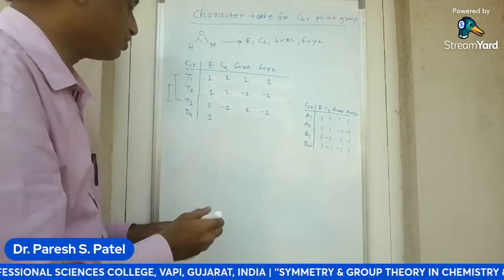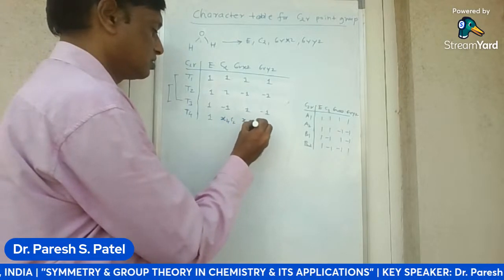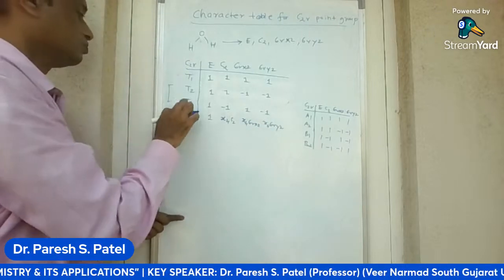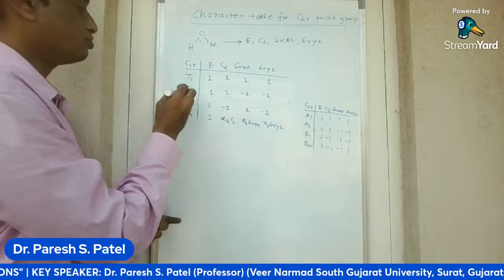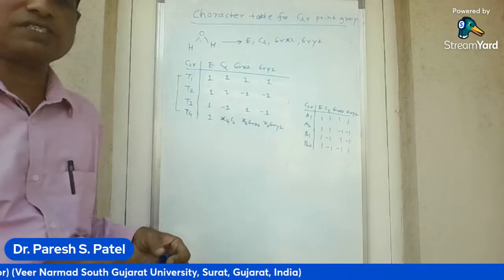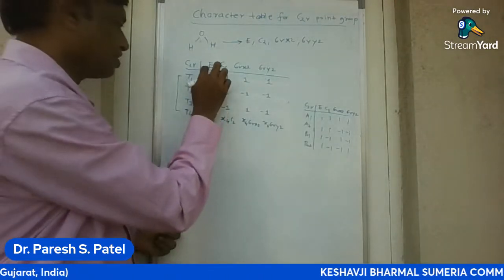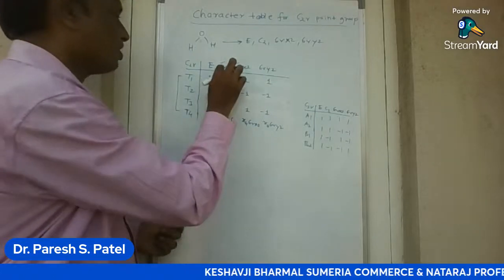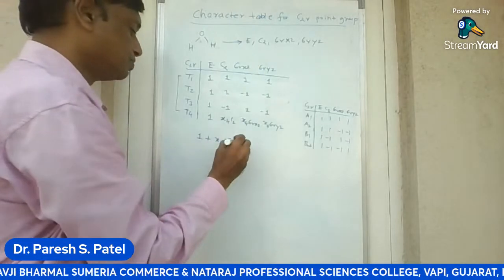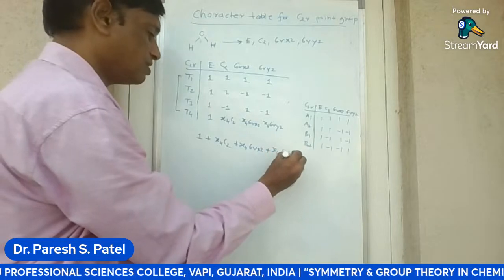Now to get the character for the fourth irreducible representation, according to characteristic number 4, any two irreducible representations are orthogonal to each other. Suppose A1 and B4. So 1 into 1 into 1 into 1 is equal to 1, 1 into 1 into character C4, 1 into 1 into character 4 sigma v xz plus character 4 sigma v yz is equal to 0.